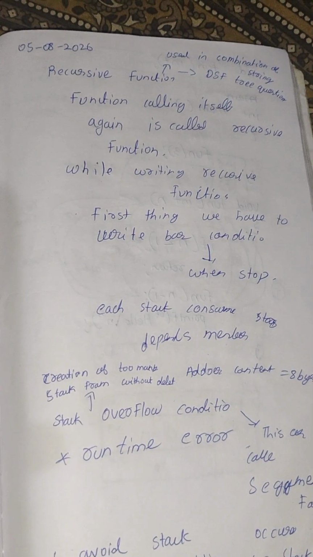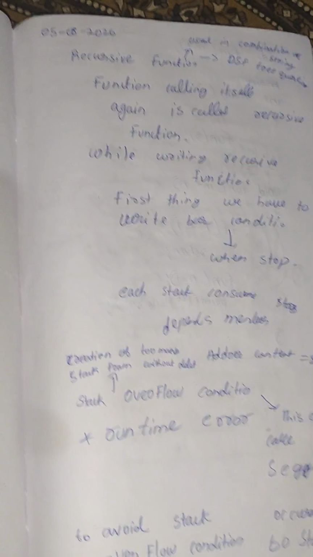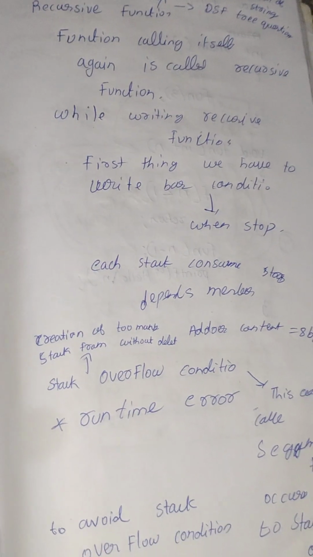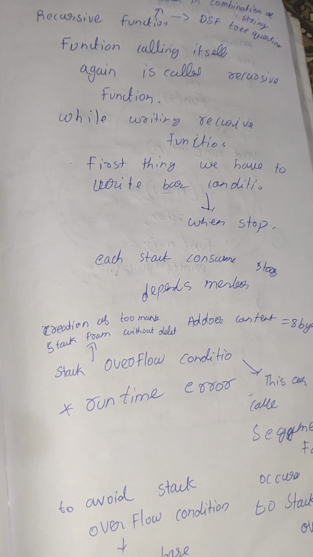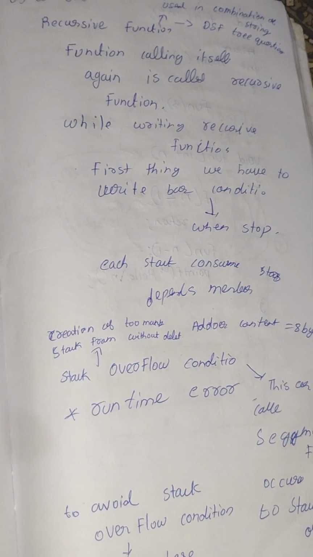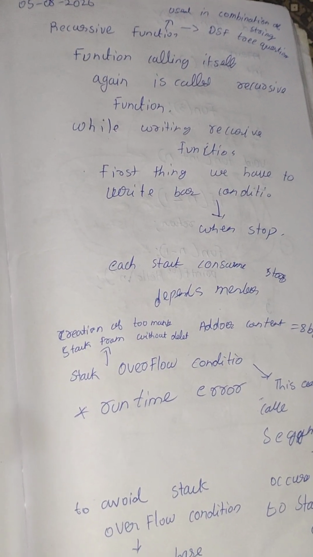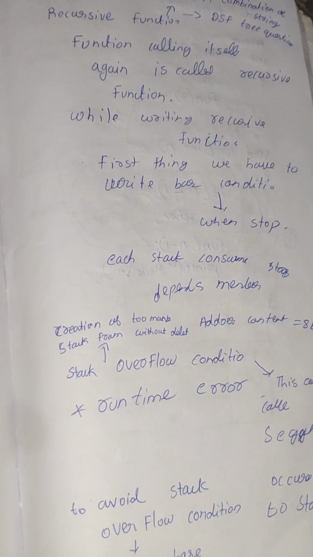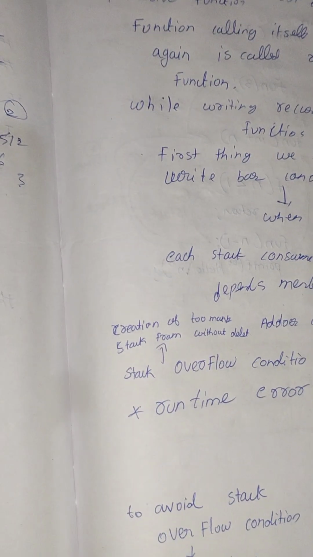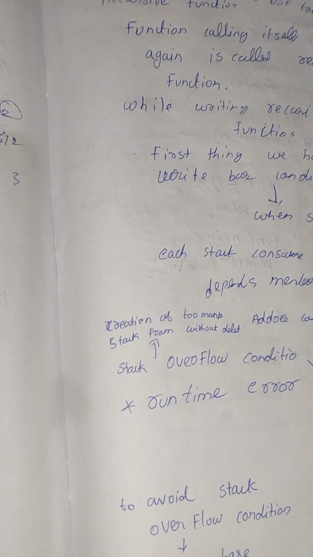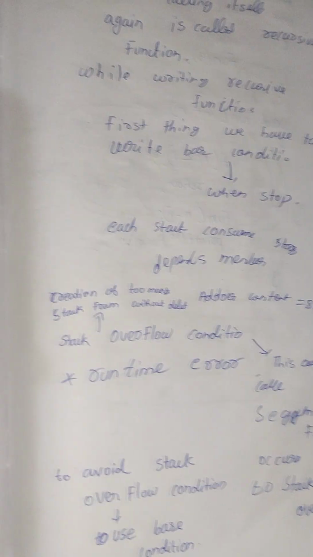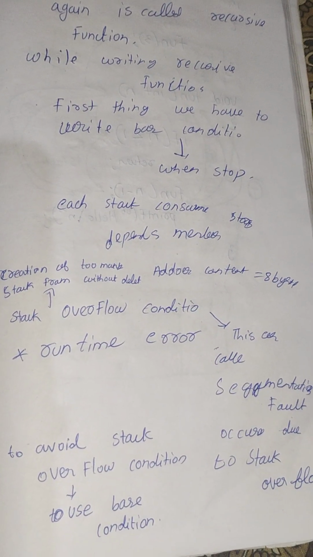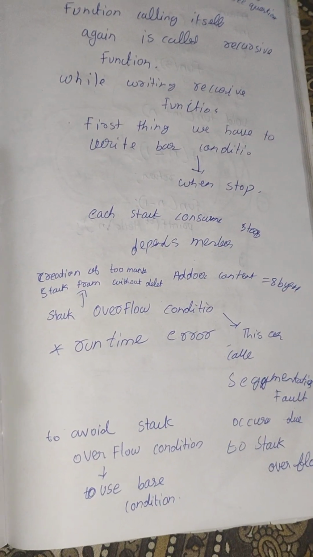What is the use of a base condition? The base condition is used to stop the function call. So what will happen if we don't use a base condition? A stack overflow condition will occur. When we run the ./a.out file, it will say segmentation fault, or a runtime error will occur. So that's why a base condition is used.